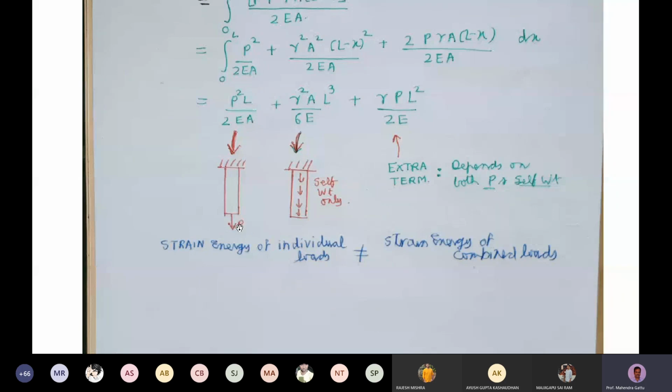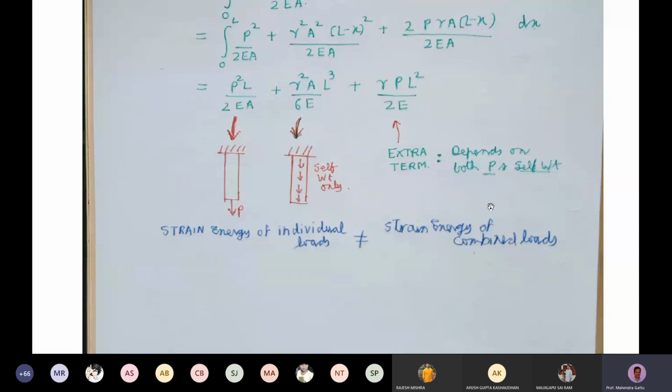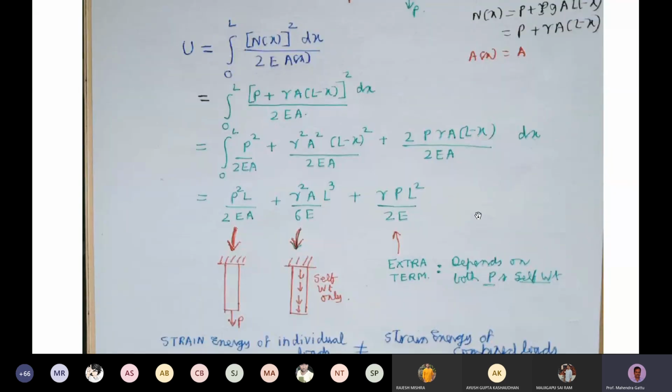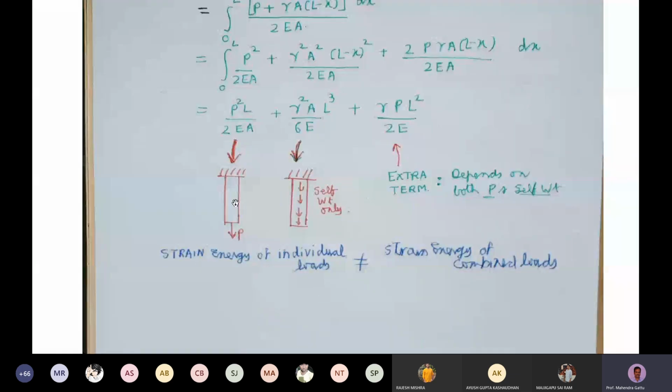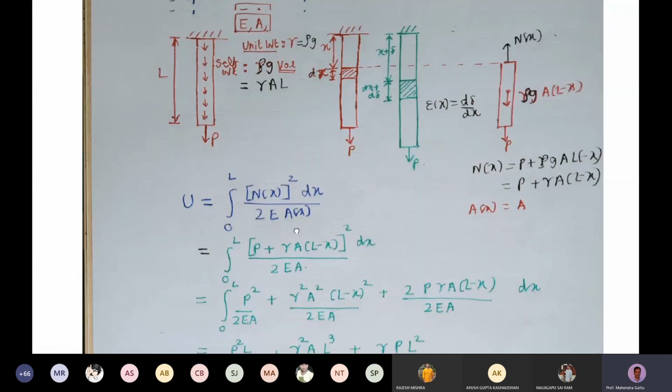Because it is a square term, we are not having simply N of x, we are having N of x square. Because of that squaring, we have some extra terms. So the linearity is not preserved. So if you want to calculate strain energy for this system, you cannot divide it into two parts, one with only self weight and another with only external load. We have to consider all the loads combined together and then calculate the strain energy terms.